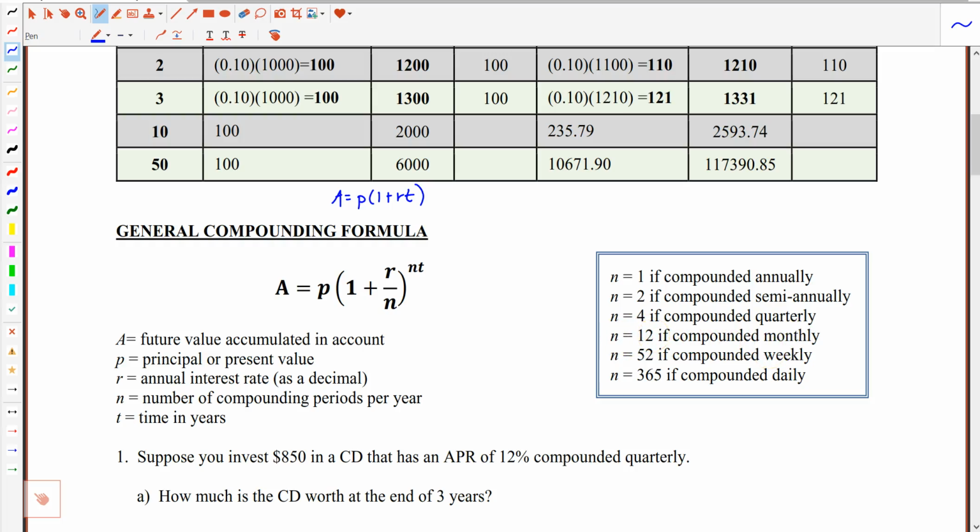So the general compounding formula is going to be A is equal to P parentheses 1 plus r over n, and then that whole quantity raised to the exponent of n times t. So in this formula, P is the principal, or the present value, or the initial investment. A is the future value of the account. Little r is the annual interest rate expressed in its decimal form. n is the number of compounding periods per year, and t is the time in years that the money has been in the account. So let's see this formula being used in an example so that we can see what's going on with each one of these variables.